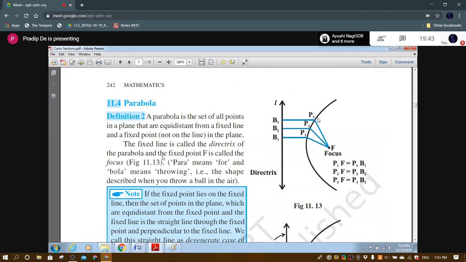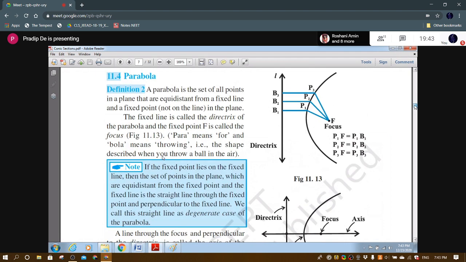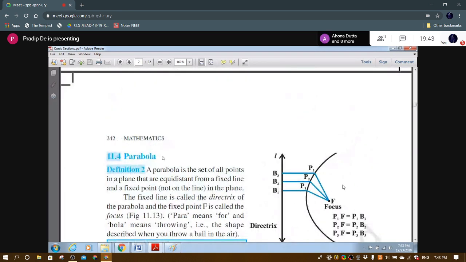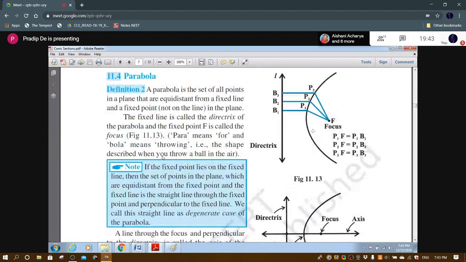I hope you can understand from this diagram that they are equal. P1F equal to P1B1, P2F equal to P2B2, P3F is equal to P3B3, and so on. Because in case of parabola, E is equal to 1, so PS upon PM equal to 1. They have taken F instead of S. I'm using the letter S, they are using the letter F. So in this case, PF upon PM, PF upon PB in this case, equal to 1.